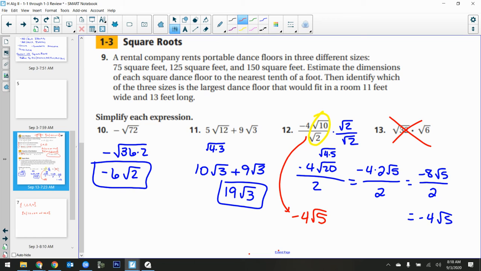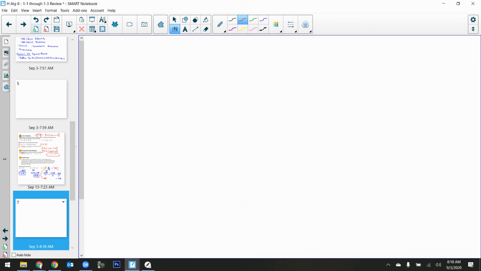Okay, got about 10 minutes left. Let's see if I want to talk about anything else. Okay, let's do one of these problems. See if I can make up a good one here. 3 radical 2 plus radical 5, all divided by, let's try that. I have no idea how that's going to work.